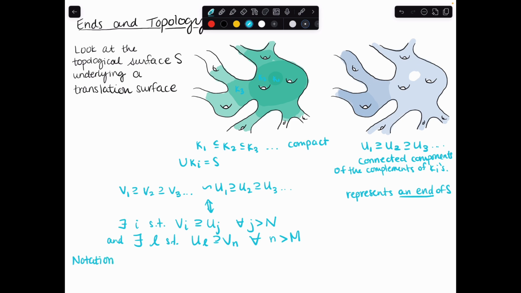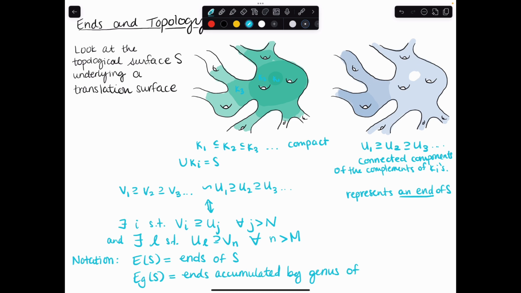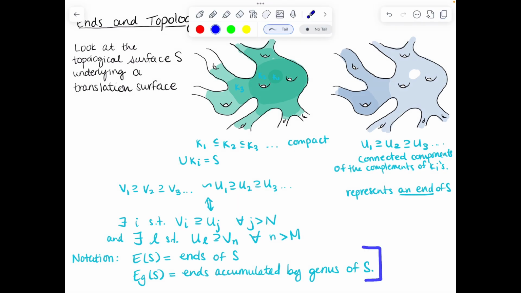So we're going to make notation for both of these. E of S is going to be the ends of the surface S, and EG of S will be the ends accumulated by genus of S. These are not just sets. We endow them with a topology as follows. We take one of these open sets, let's say U2.